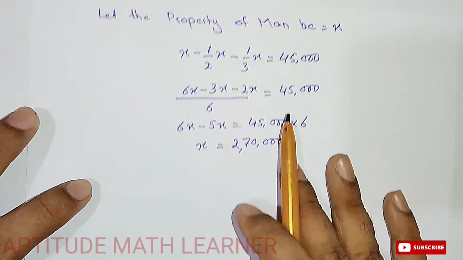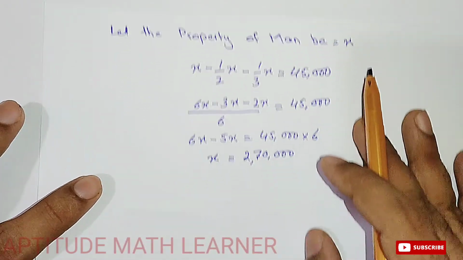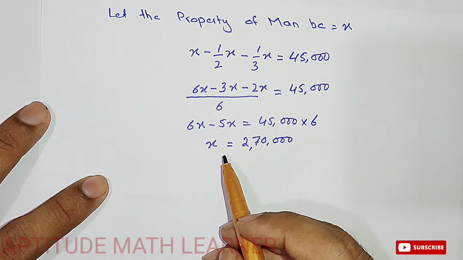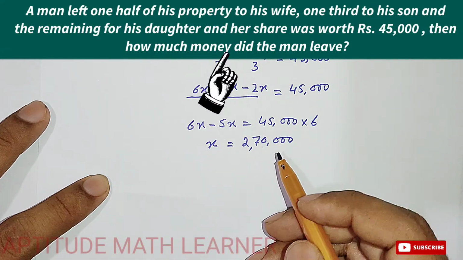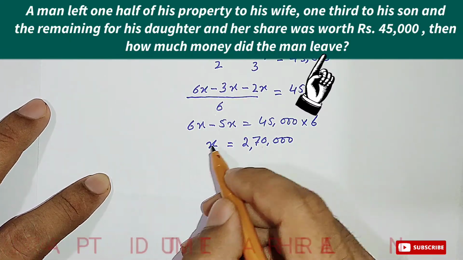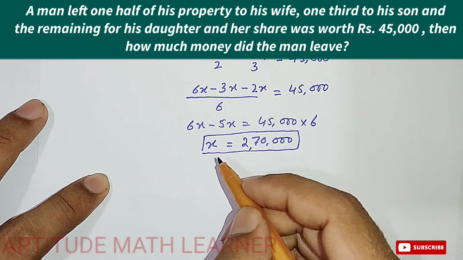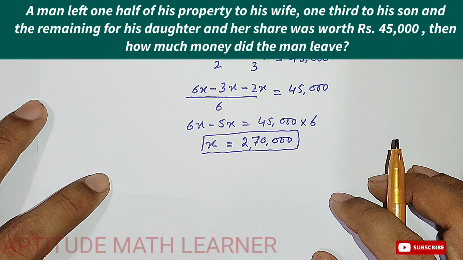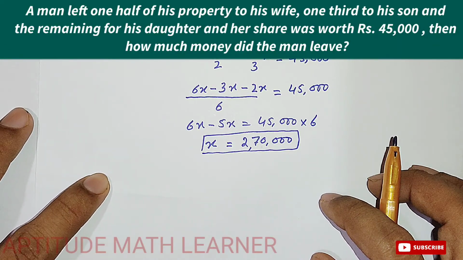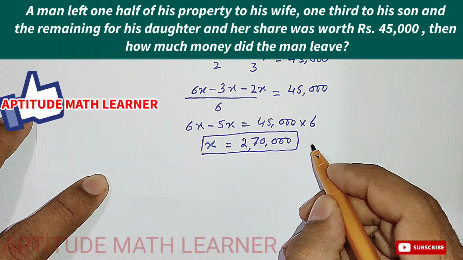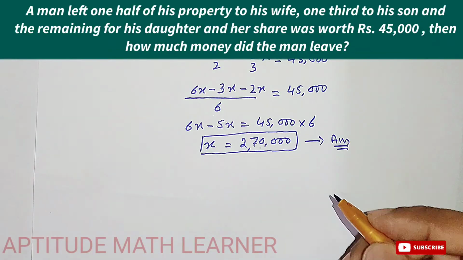So here we have taken the property of the man to be x, and now we have found the value of x, that is 2,70,000, which is the total property of the man. So we have got the answer: therefore, the man left rupees 2,70,000, and this is our answer.